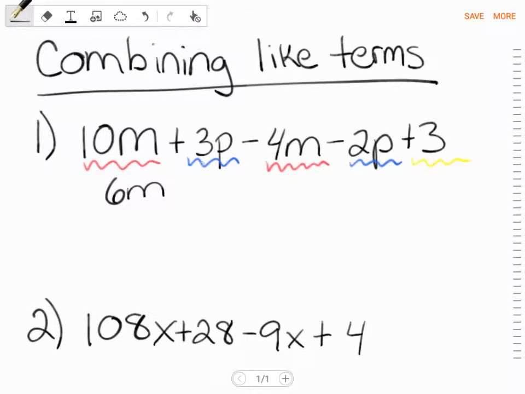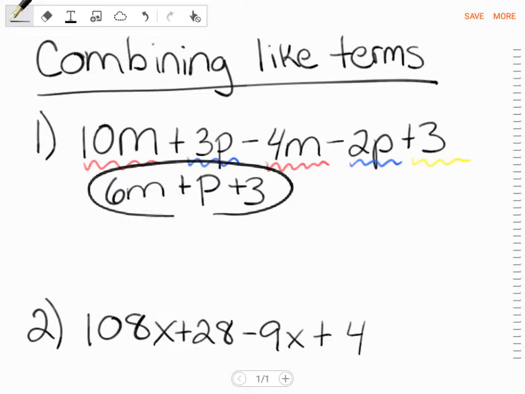Then I have 3p minus 2p gives me 1p. And we'll just write that as a p. We don't have to write the 1. It's invisible. It's okay. Now, the 3 over here is all by itself. There's no other constant. So I'm going to just say plus 3 on the end. And I've combined my like terms. That's all there is to it.